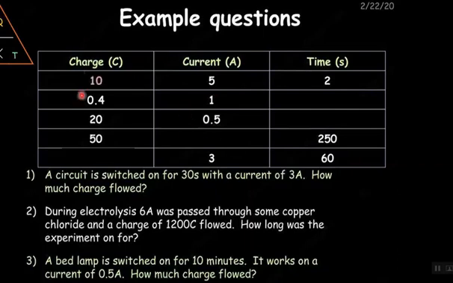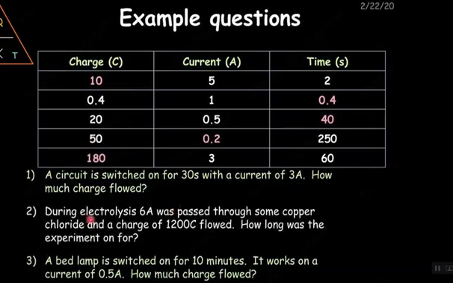If I want the time, it is Q over I, so 0.4 divided by 1 gives me 0.4 seconds. If I want the time again, 20 divided by 0.5 gives me 40 seconds. If I want the current, then it's Q over T, so 50 divided by 250, and that gives me 0.2 amperes. And then if I want the charge again, I times T, 3 times 60 gives me 180 coulombs. So that is in table form.